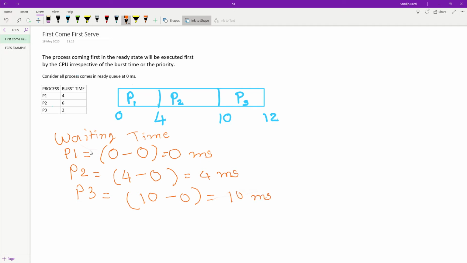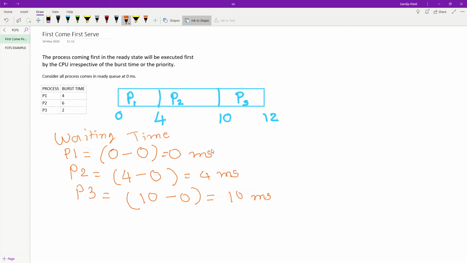So here the 0 millisecond is the arrival time. So if you ignore this, you can directly write down 0, 4 and 10. That is not only for first come first serve, but whenever the processes arrive at the same time, 0 millisecond, all the processes have these waiting times. P1 has 0, P2 has 4 millisecond, P3 has 10 milliseconds.